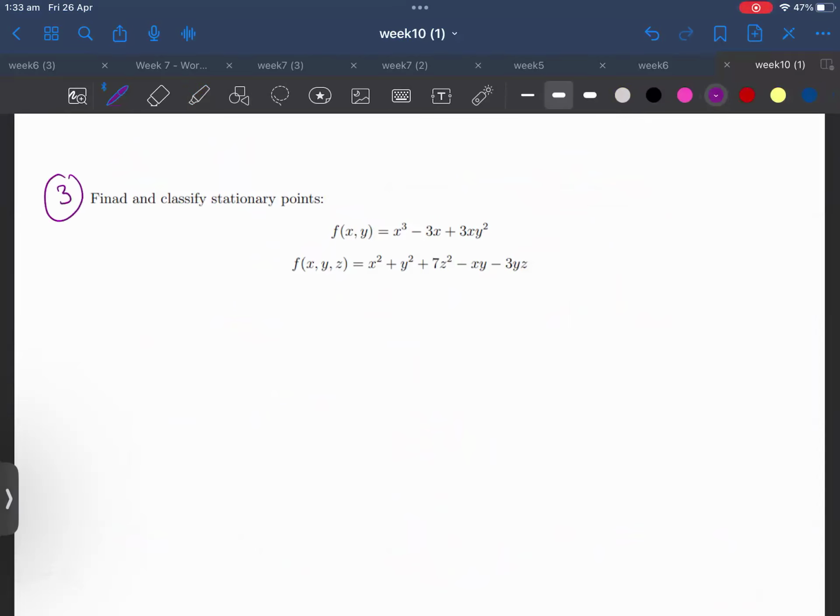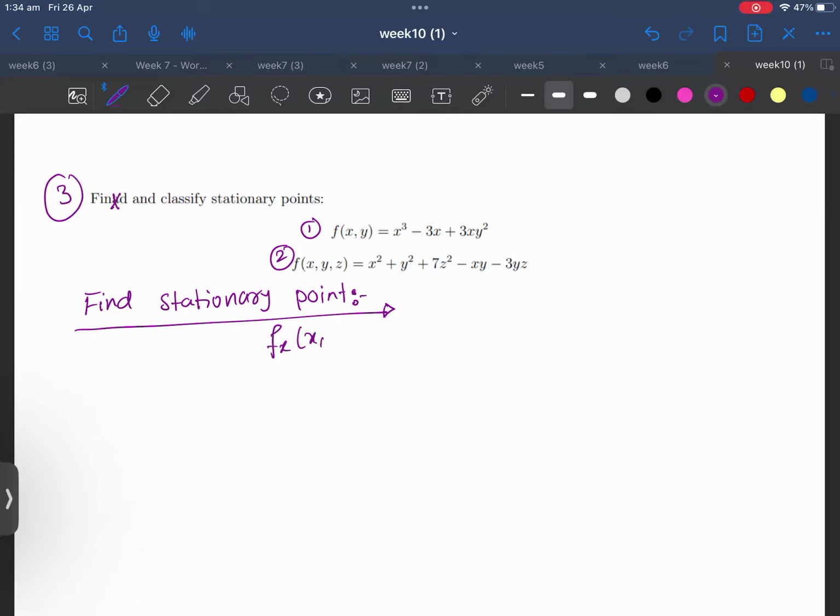question 3. Find and classify a stationary point. So there are two problems here: find and classify the stationary point. We need to differentiate f with respect to x and with respect to y and set equal to 0.